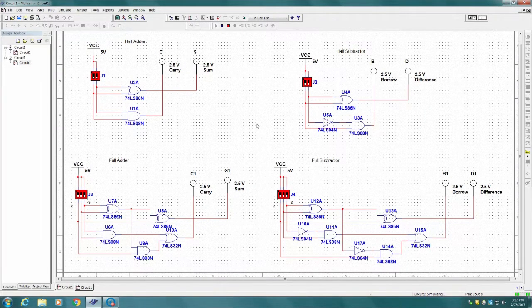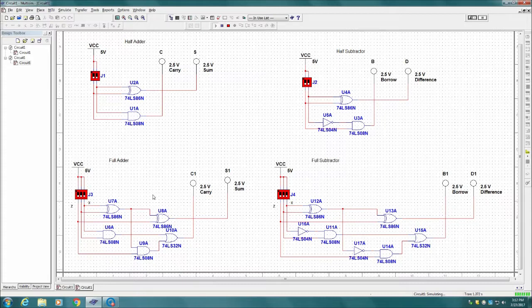For the half subtraction, there are 2 inputs X and Y and 2 outputs difference and borrow. Here we're doing X minus Y. When X equals 0, Y equals 0, then D equals 0 and B equals 0. When X equals 0, Y equals 1, then D equals 1 and B equals 1. When X equals 1, Y equals 0, then D equals 1 and B equals 0. When X equals 1 and Y equals 1, then D equals 0 and B equals 0.